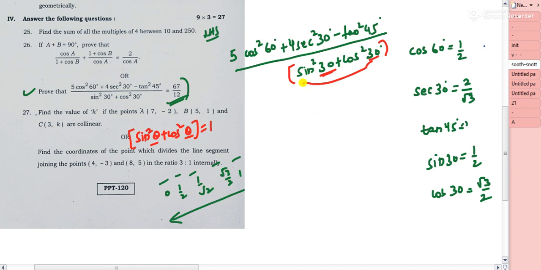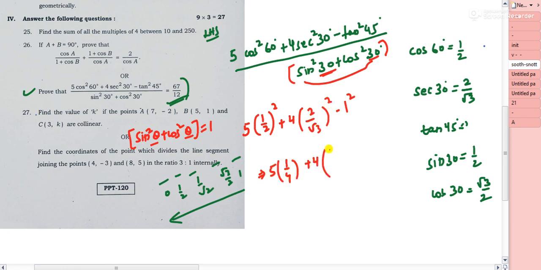So I am not writing that. It is 1. Now substitute the rest of the values. What is cos 60? It is 1 by 2, and there is a square. Then 4 into sec square 30, which is 2 by root 3, whole square. Next is minus tan 45 square, that is 1 square. In the denominator it is 1. So on solving this you will get 5 into 1 by 4 plus 4 into 2 to the 4 and here you will get squares, and the root gets cancelled, you get just 3 minus 1.